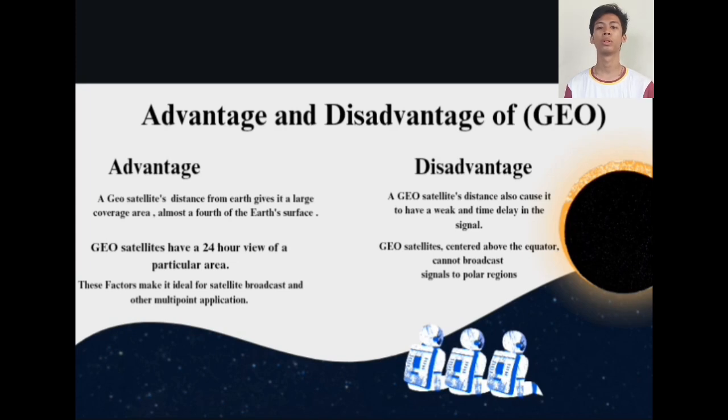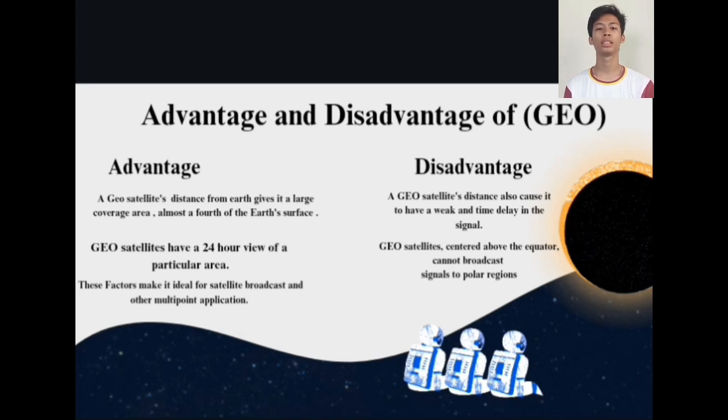So, this satellite is most effective for broadcasting. Disadvantage: a GEO satellite's distance also causes it to have a weak and time-delayed signal. So, as we recall, it is 35,786 km away from the Earth. That's why there's a time delay.